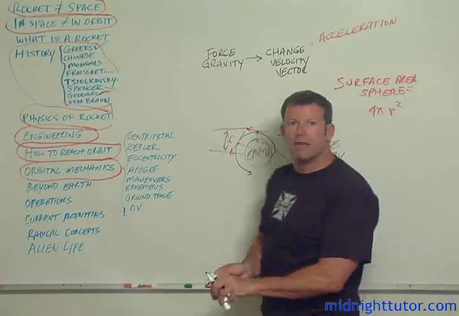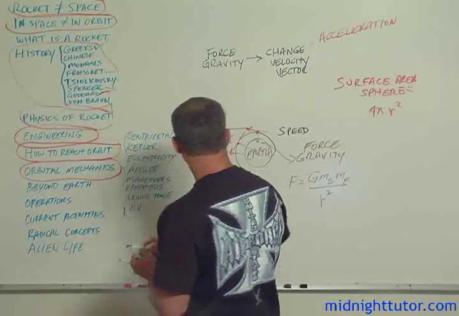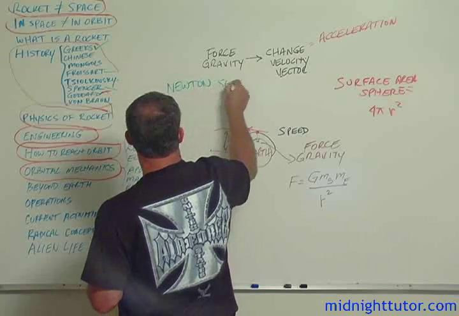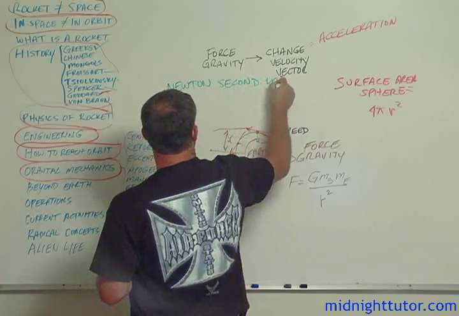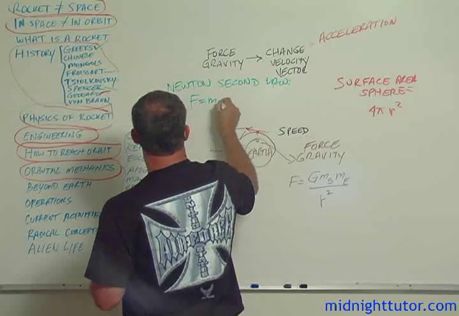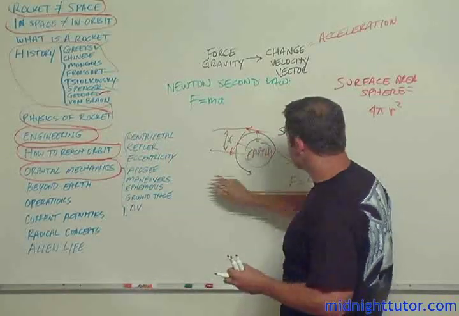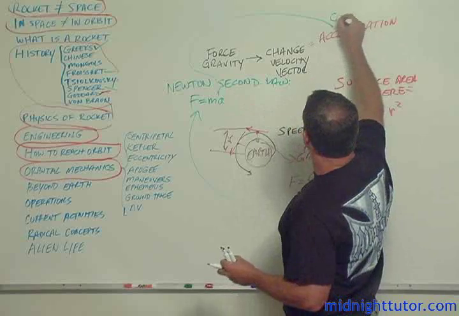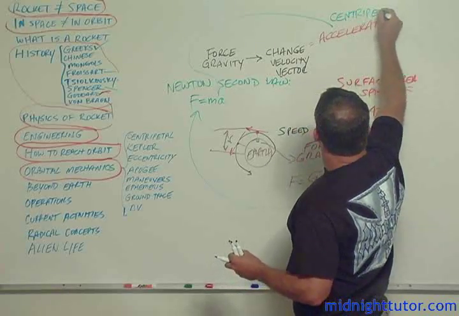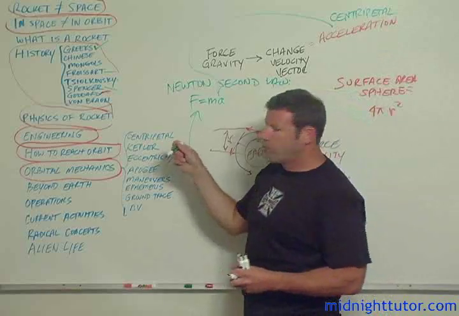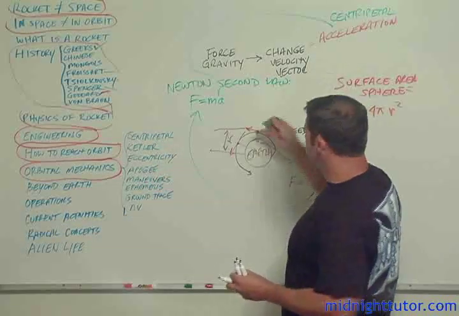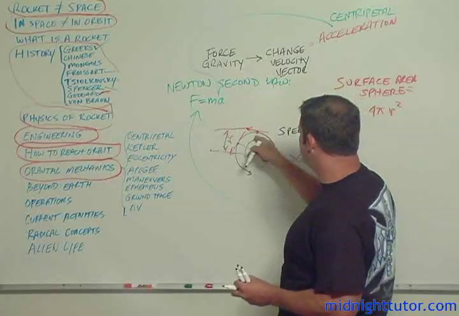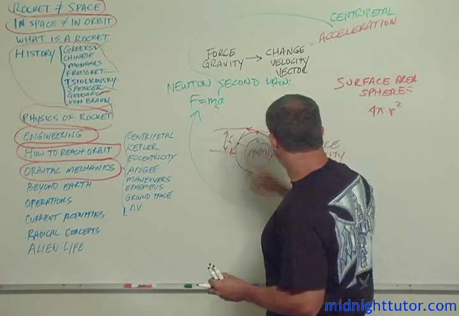So now we can go back to our good friend Newton's second law. F equals ma. F in this case is going to be gravity. A is going to be the centripetal acceleration. The centripetal force is the tethering force. The centripetal acceleration is the changing velocity vector that comes from that. So now we have a simple equation, F equals ma, and m is the mass of the satellite, ms, to keep the same notation as above.